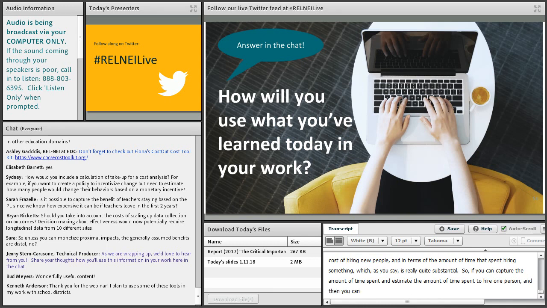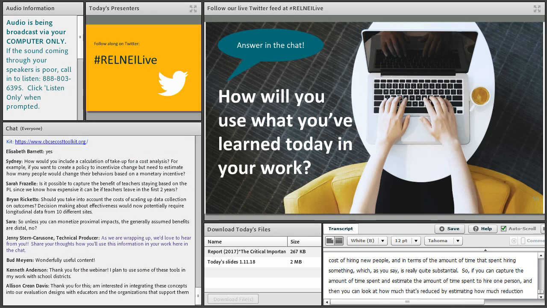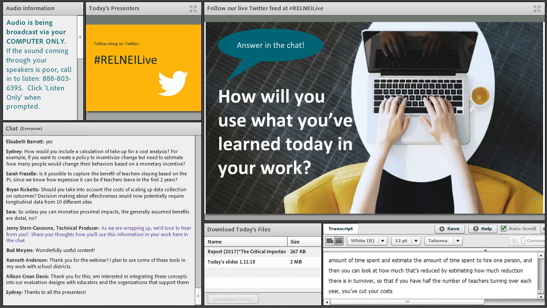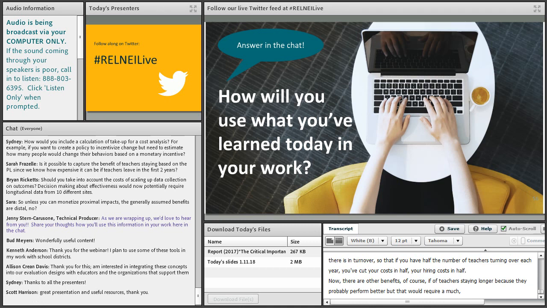and then you can look at how much that's reduced by estimating how much reduction there is in turnover. So if you have half the number of teachers turning over each year, you've cut your hiring cost in half. Now, there are other benefits, of course, of teachers staying longer because they probably perform better, but that would require a much, much more complicated set of assumptions about the impact they have on their students and the benefits that arise from those. So I've given you what I think is a feasible way of coming up with a calculation on that.